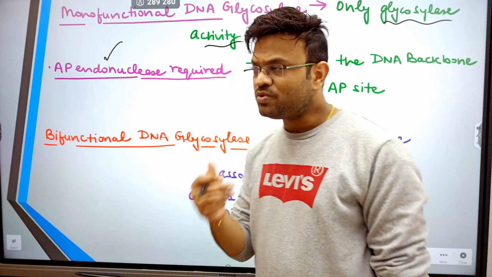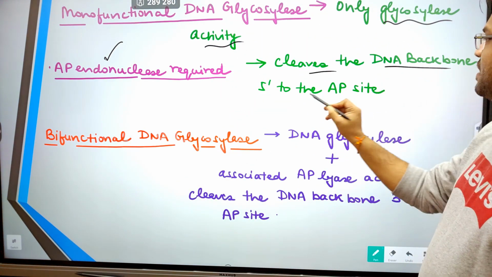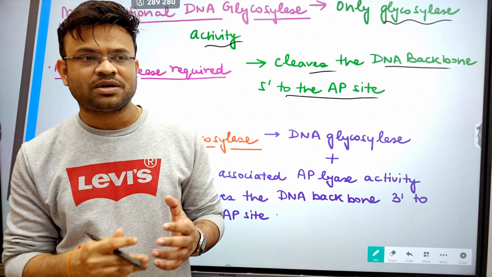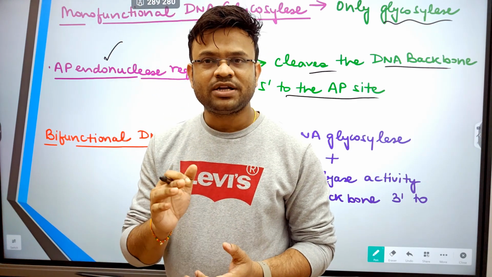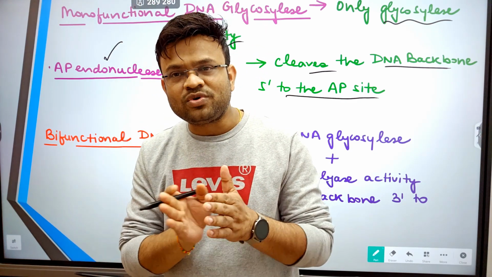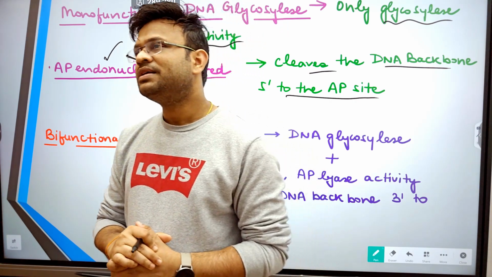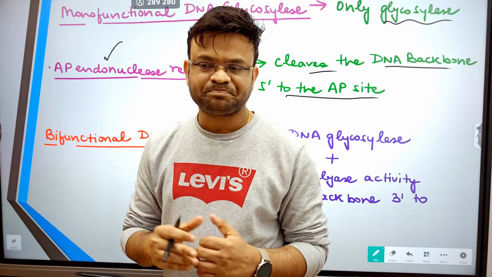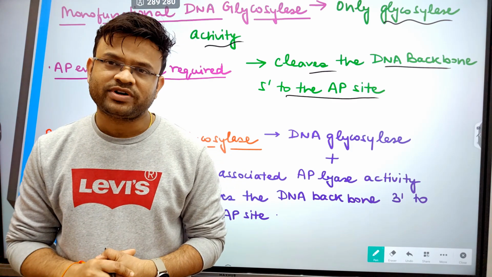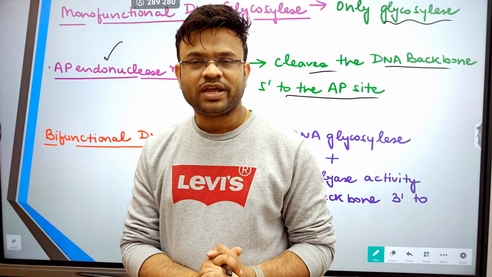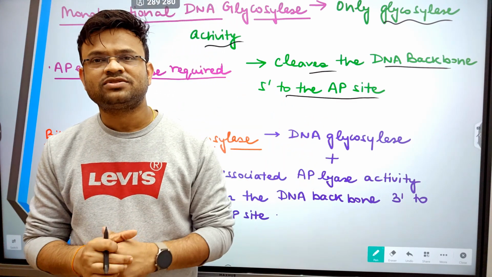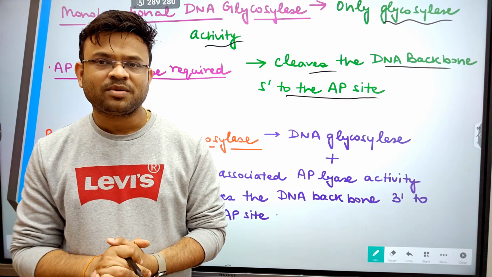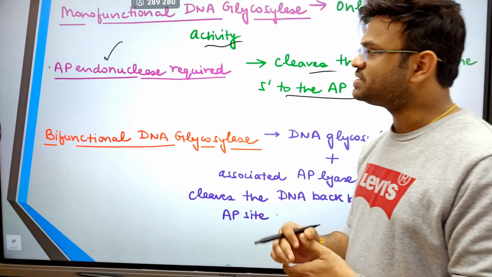Now, what is this AP endonuclease enzyme? It cleaves the DNA backbone 5' to the AP site. Remember when I was telling you about the mechanism of base excision repair, I told you that base excision repair would be completed in two different steps. The first step would be the creation of an apurinic or apyrimidinic site, and the second step would be the cleavage of the phosphodiester bond close to the apurinic or apyrimidinic site. Since DNA glycosylase has already performed its function, or has already created an apurinic or apyrimidinic site, we have to move towards the AP endonuclease.